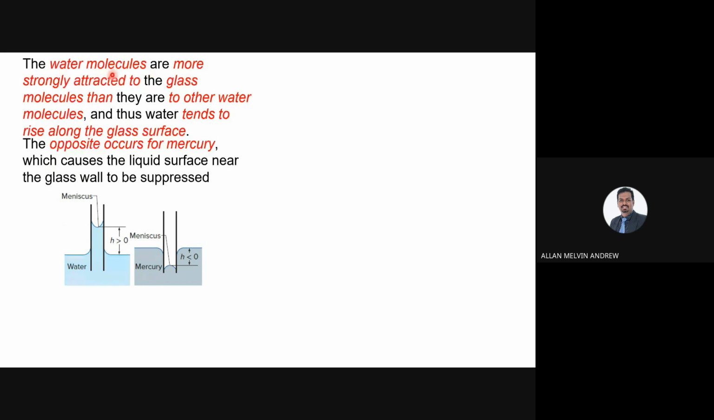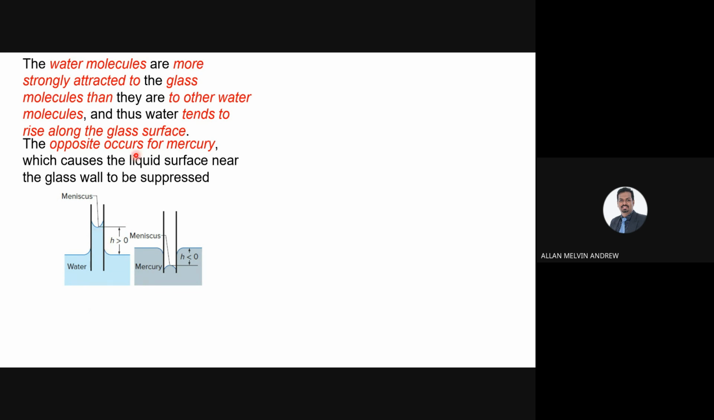So the water molecules are more strongly attracted to the glass molecules than they are to the other water molecules. Inside this water we will have the water molecules, and the glass will have its own molecules. It will strongly attract to the glass molecule, because usually the opposite sign attracts, or something that is further, so it will give more attraction.